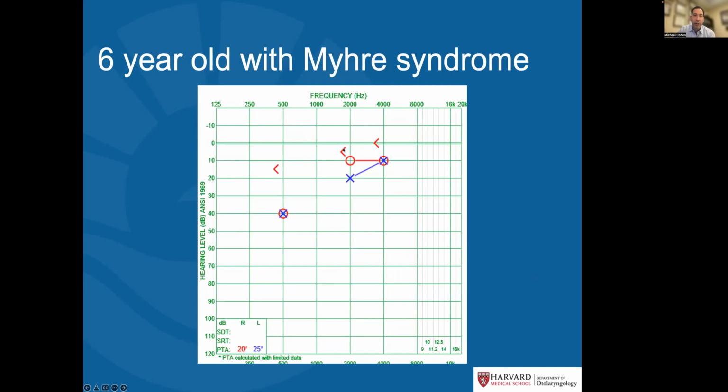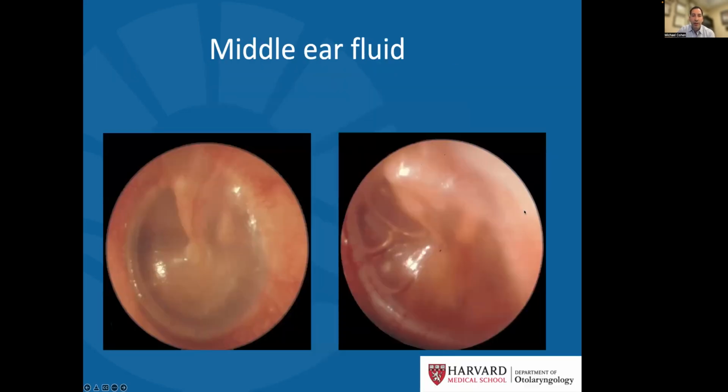In this case, we see the bone conduction, which is these little symbols here, is in the normal range, but the air conduction is in the mild bordering on moderate hearing loss range. So this would be a conductive hearing loss in a child with Myhre syndrome. So what are some common causes of conductive hearing loss? Well, most common would be fluid behind the eardrum.